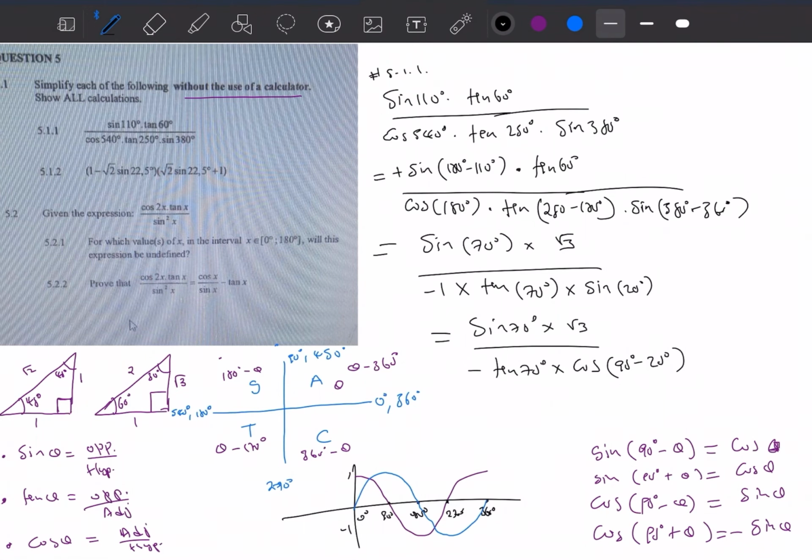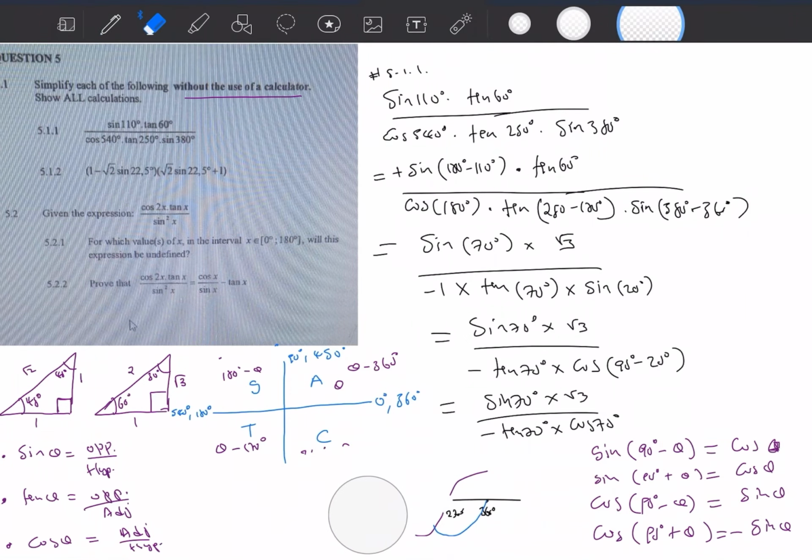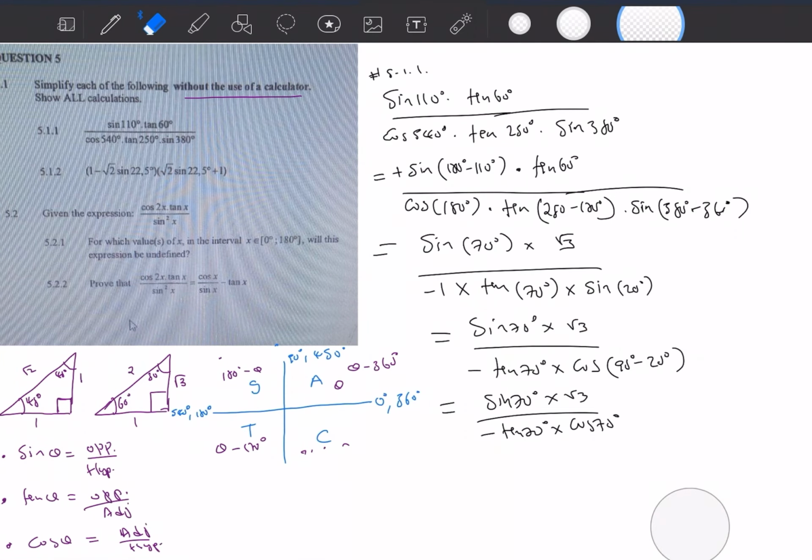That is sine 20 degrees. That's basically what we are using here: sine theta is equal to cos of 90 minus theta. So sine 20 is equal to cos 70. And then this is going to be sine 70 times root 3 over negative tan 70 times cos 70, because 90 minus 20 is 70. Let me write this out again. It's fine, I don't mind repeating this.